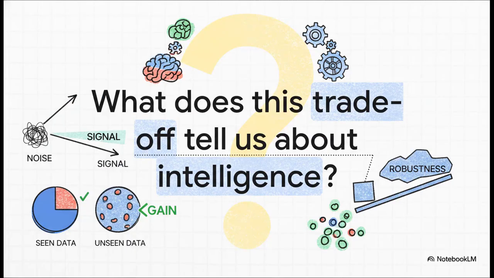So in the end, regularization is all about this beautiful trade-off. We purposefully give up on being absolutely perfect on the things we've already seen in exchange for being much, much more robust and effective on the things we haven't. It's the art of generalization. And it really makes you wonder, if this kind of trade-off between perfection and robustness is so fundamental to making machines learn, what does that tell us about the nature of intelligence itself?